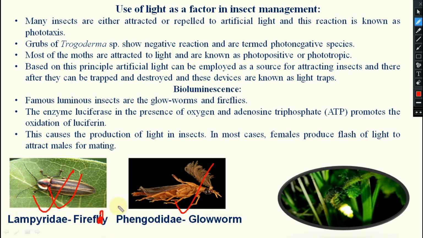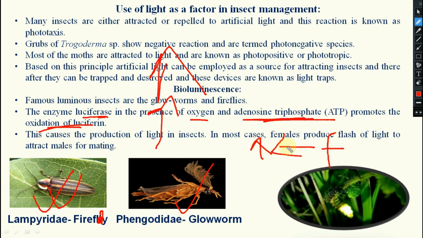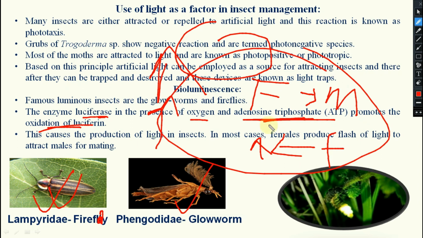You see, firefly and your glowworm are there. Here what happens? The enzyme luciferase, in the presence of oxygen and adenosine triphosphate, what do they do? They promote the oxidation of the luciferin, for which what happens? The light glows up. This causes the production of light in insects. In most cases, the female produces the flash of light to attract the male for mating. In some cases, the male also flashes to attract the female. In some cases, what will happen? After the mating, what happens? The female will feed on the males. Cannibalism is also seen in the case of your fireflies.